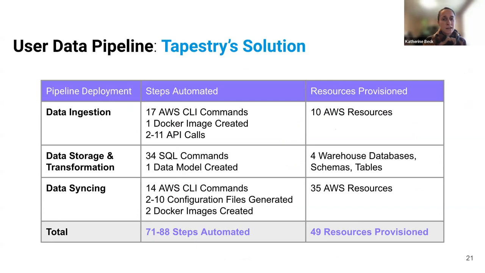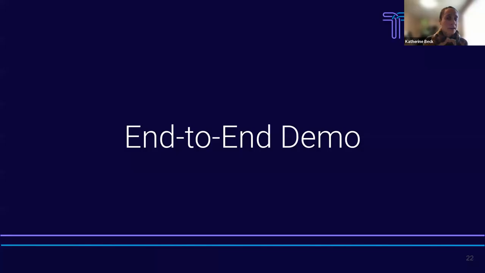To get a better idea of the process that Tapestry automates, we have a chart here outlining the steps automated and the resources created for each phase of the pipeline deployment. As you can see, deploying your own user data pipeline would require at least 71 steps and the provisioning of 49 resources between AWS and the data warehouse. I'm going to hand it over to Leah now to see Tapestry in action for an end-to-end demo. Thanks, Katherine.